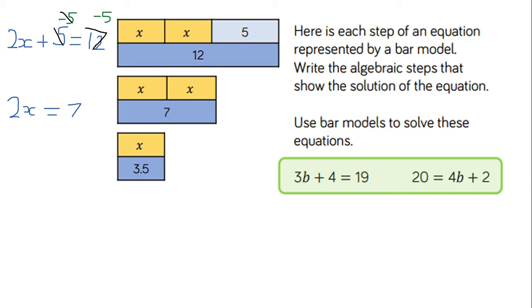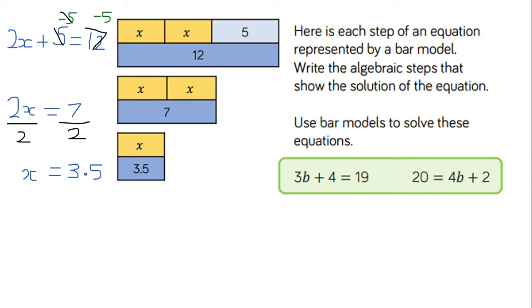Okay, well I still need to get x on its own. So that was the first step. Now we're going to do the second step. 2x equals 7, that was 2 times x. I need to find out what 1x is, so I'm going to divide it by 2. Not just one side, but both sides, because we need to keep our equation balanced. I can then see if I divide both sides by 2, that x is going to equal 3.5.